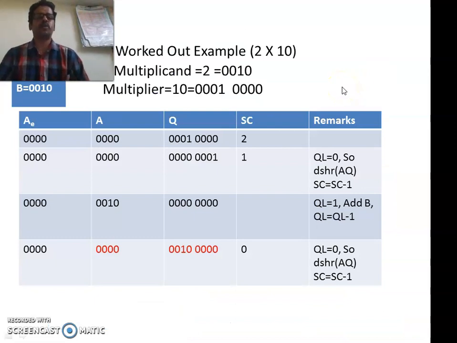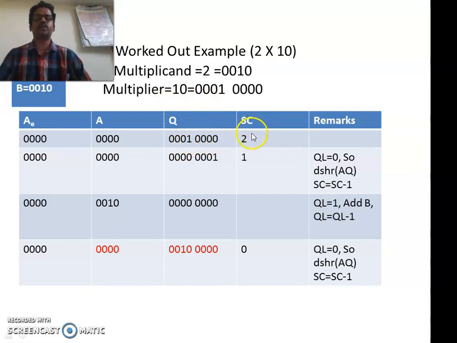Now we'll come to a worked out example. We are going to perform a multiplication operation as 2 into 10. Here the multiplicand is 2, which is represented in BCD as 0010, and multiplier 10 is represented as 0001 0000 in BCD. Here B is holding the multiplicand value, and this is the initial arrangement. A is the most significant digit of register A, so it is initially having the value 0, and register A is cleared to 0, and Q is holding the multiplier digits, that is 0001 0000.